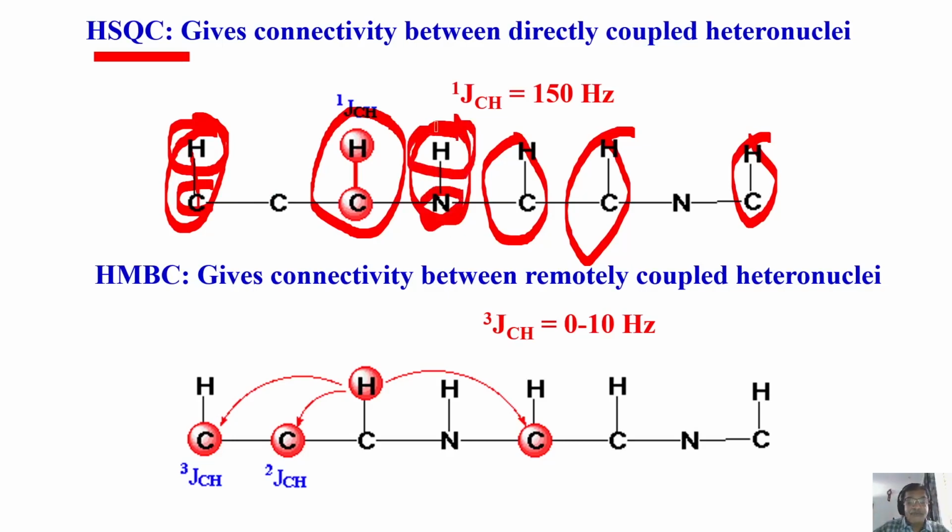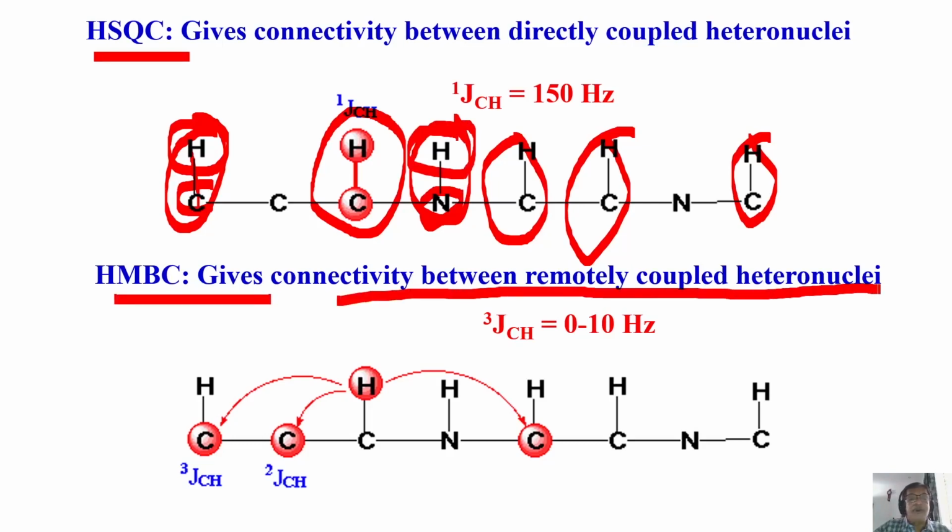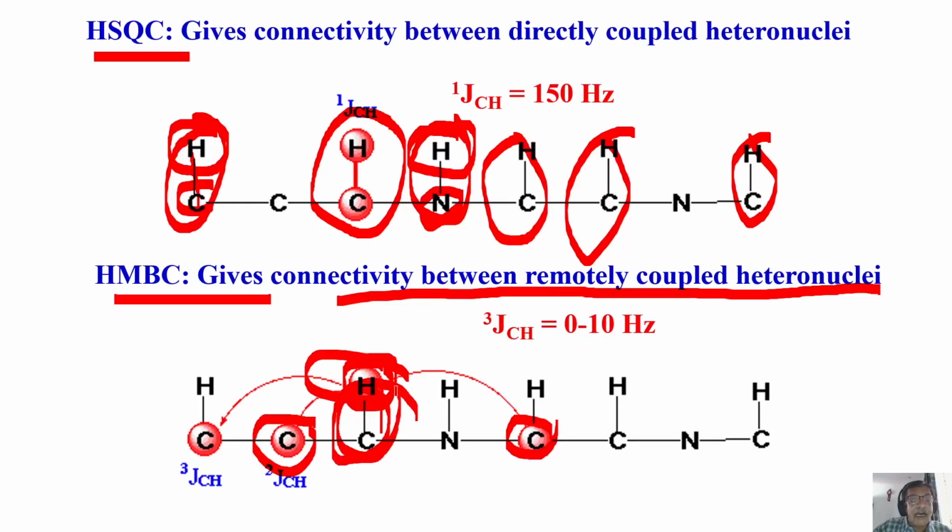Now if you come to HMBC, it gives connectivity between remotely coupled heteronuclei. For example, this carbon's correlation to this proton can be seen. This is of course 1 bond, I'm sorry, 2 bonds. This is 3 bonds, so a 3-bond correlation. This one is excluded. We can do an experiment to suppress this type of correlation. In a long-range correlation experiment like HMBC, you can suppress directly bonded carbon-proton correlation peaks and detect only the long range ones.